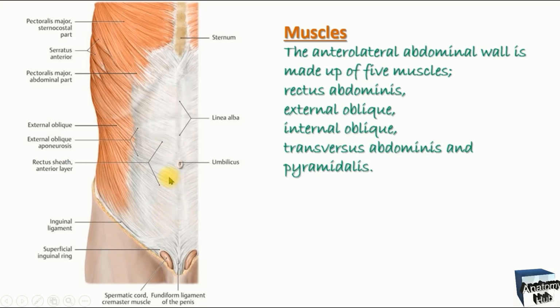So this thickened inferior edge of the external oblique aponeurosis that you'll find over here. What is this aponeurosis? This is nothing but the flattened tendon.